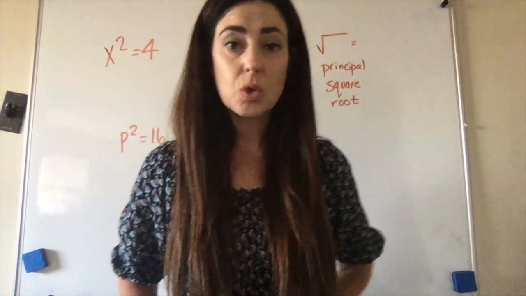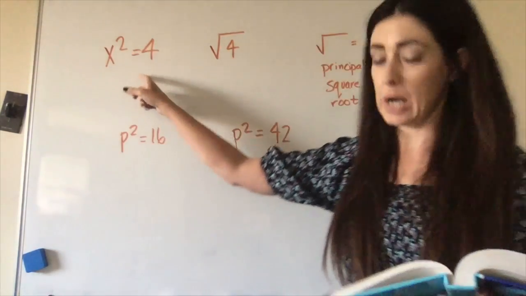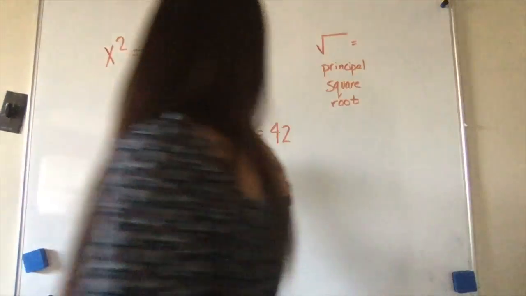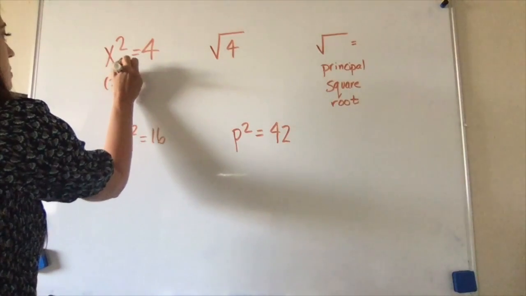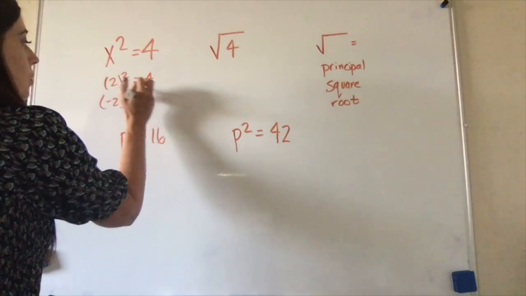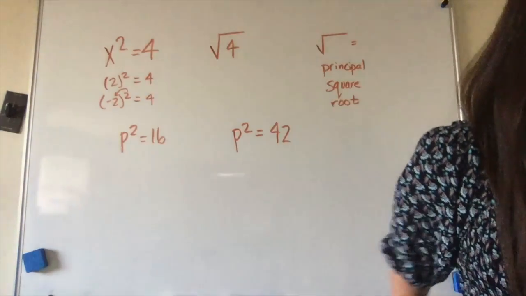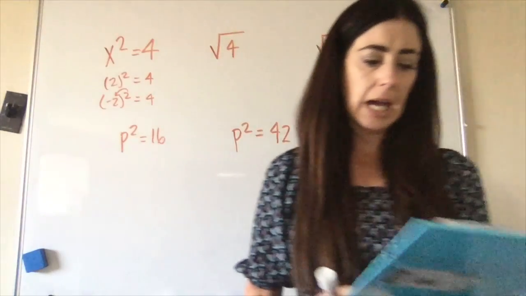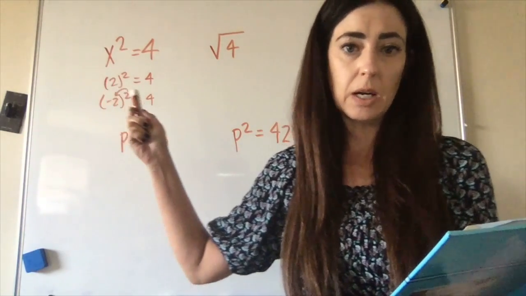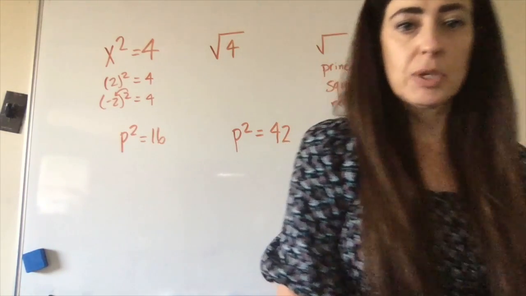Anywho, x squared. So when we talk about x squared equals 4, we know that there are two solutions for this, right? Because we know that 2 squared equals 4, and we know that negative 2 squared equals 4, because the square multiplies both the 2 and the negative symbol. So from this we conclude that we can solve an equation such as x squared equals 4 by taking the square root of both sides, right? Let me show you what that looks like.